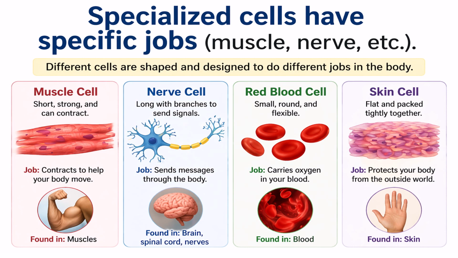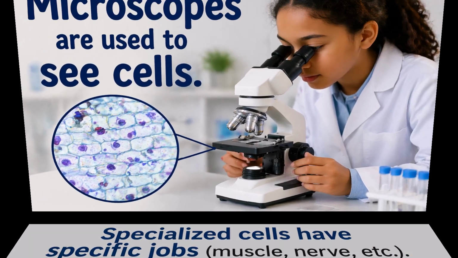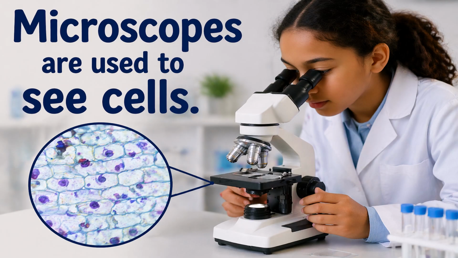Skin cells. Skin cells are flat and packed tightly together. The job of a skin cell is to protect your body from the outside world. It is found in your skin because it is your skin. Microscopes are used to see cells. For example, your skin is a complex organ made of multiple cell types, combined with connective tissues, blood vessels, and nerves. A microscope can look at those.